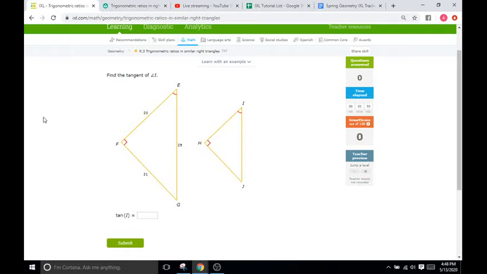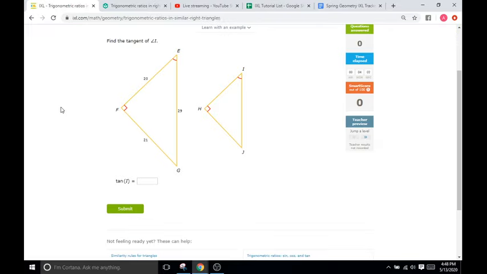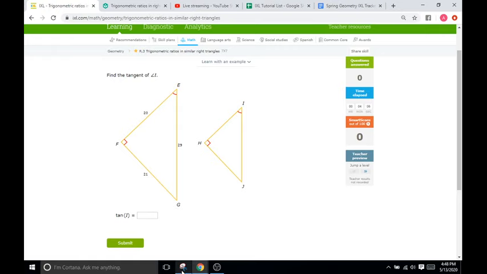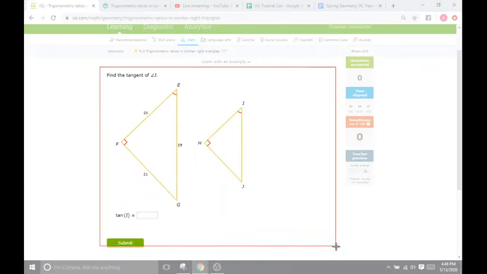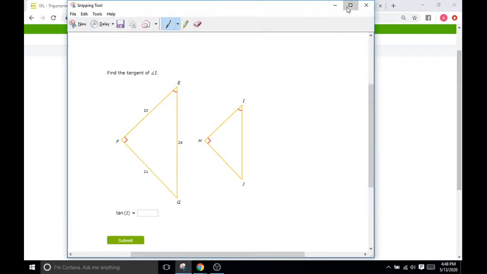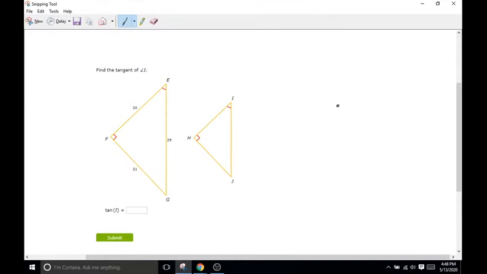This is Mr. Duffick, and today we are doing IXL R3, which is trigonometric ratios in similar right triangles. So you're not going to see a lot of new stuff here compared to the last couple IXLs. The point this IXL is trying to get across is that the trigonometric ratio between two right triangles like this is going to be the same across both triangles no matter how big they are. As long as they are similar, the ratio is going to be the same.